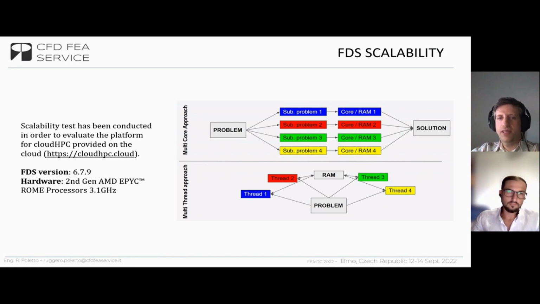FDS version 6.7.9 allows both these approaches, so multi-core and multi-threads, and we're going to evaluate which of the two is more efficient, in particular on the hardware, which has been taken from the Cloud HPC website, and the hardware is a second generation AMD EPYC Rome processors, which is capable of 3.1 gigahertz and has from 1 to 112 cores, and each core can be single thread or double thread.